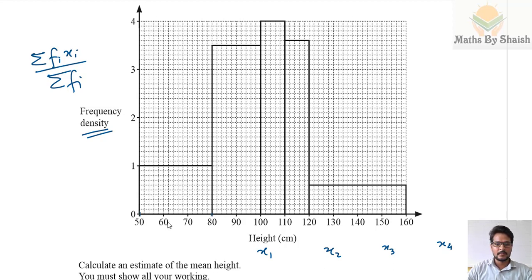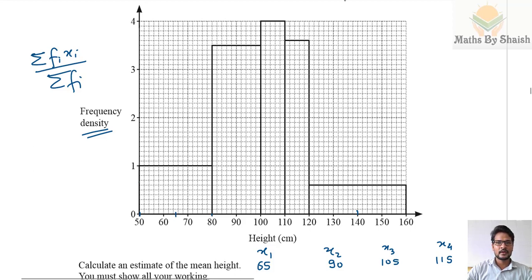For 50 to 80, the midpoint is in between, that is 65. Then 80 to 100, the midpoint is of course 90. For the third one, 100 to 110, it is 105. For 110 to 120, it is 115. And for 120 to 160, the mid value is 140. This is the X.